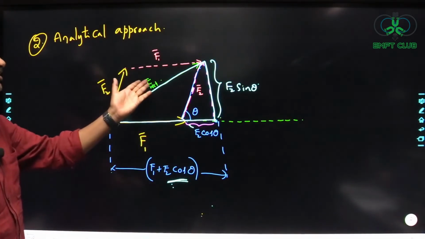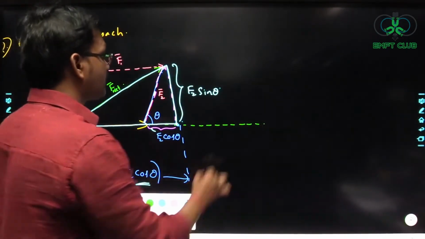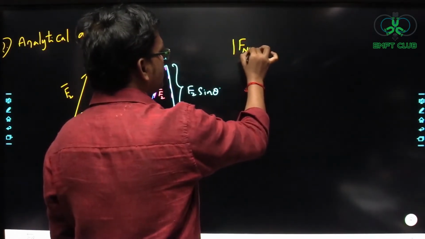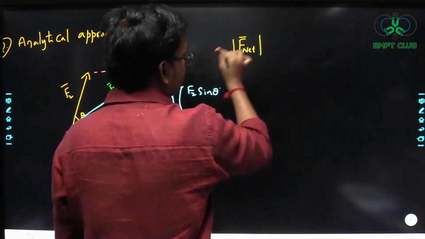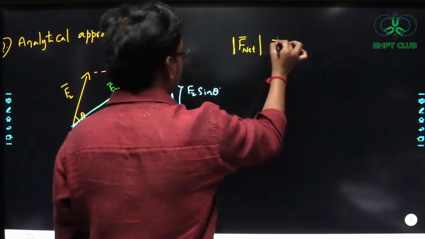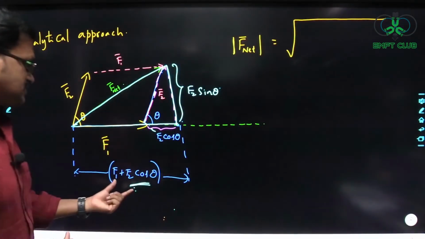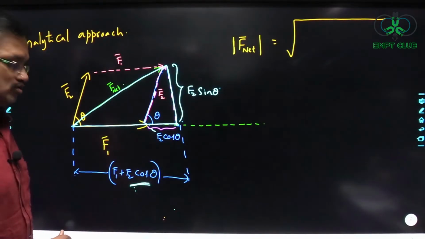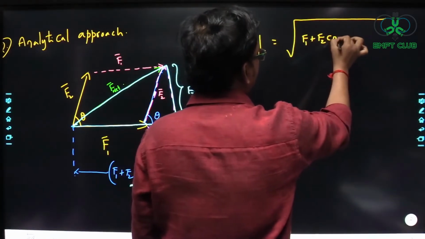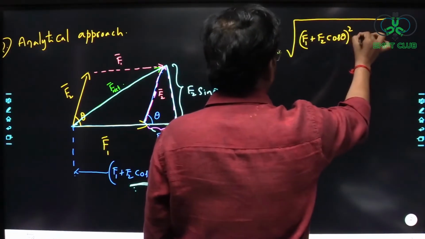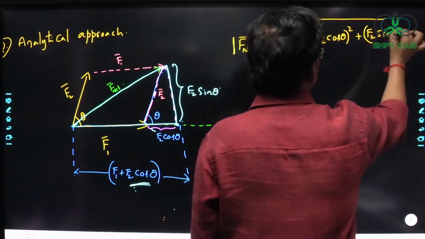Right. Now you can easily determine the magnitude of net force. What is the magnitude of net force here? Tell me. The magnitude of net force is equivalent to the hypotenuse side, which is equivalent to the square root of adjacent side whole square plus opposite side whole square. So you are going to get the square root of (F1 plus F2 cos theta) whole square plus (F2 sin theta) whole square.